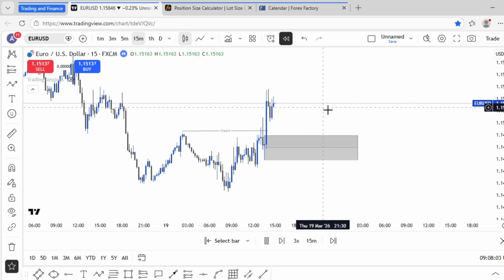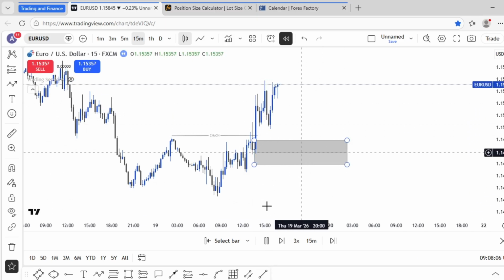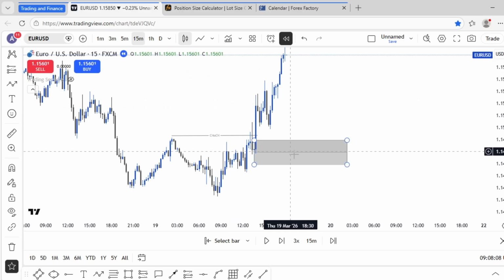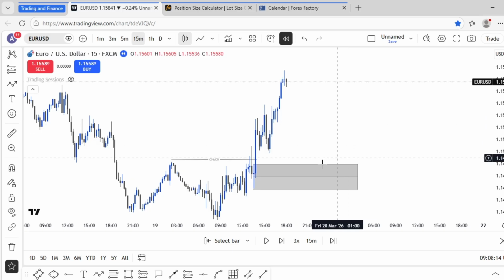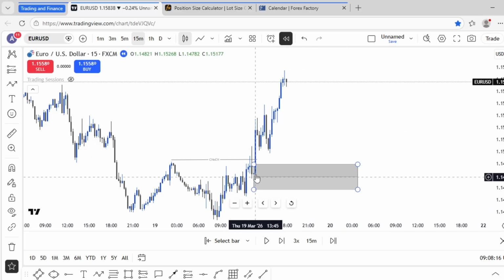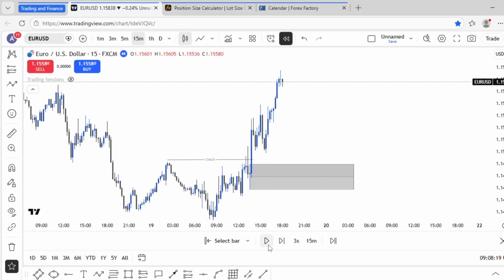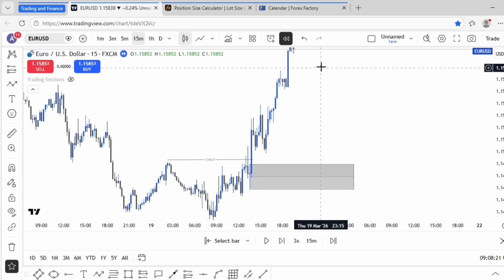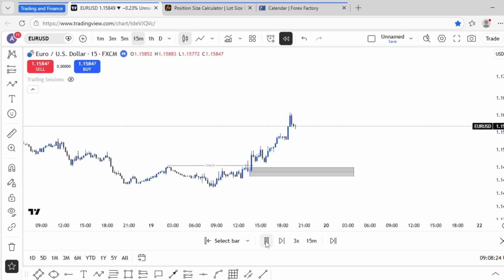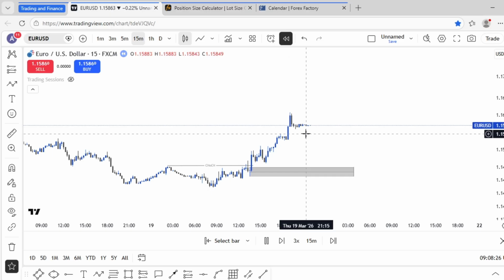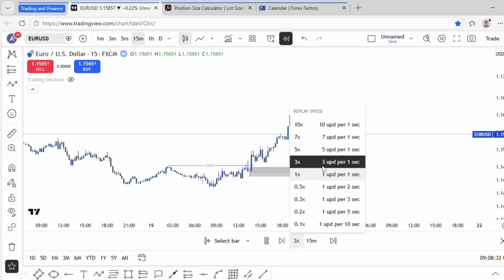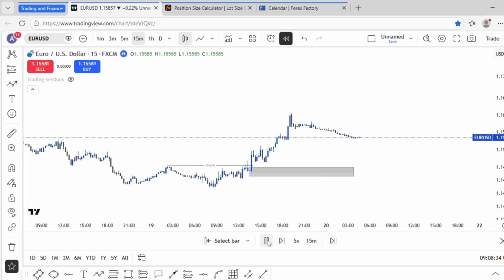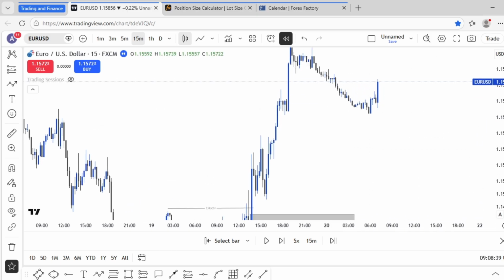Fast forward to Friday. Once there's a change of character, I wait for the market to come back into my demand or my supply zone. Then I look for a confirmation entry and I take it. Okay, let's go to Friday. This is Friday.